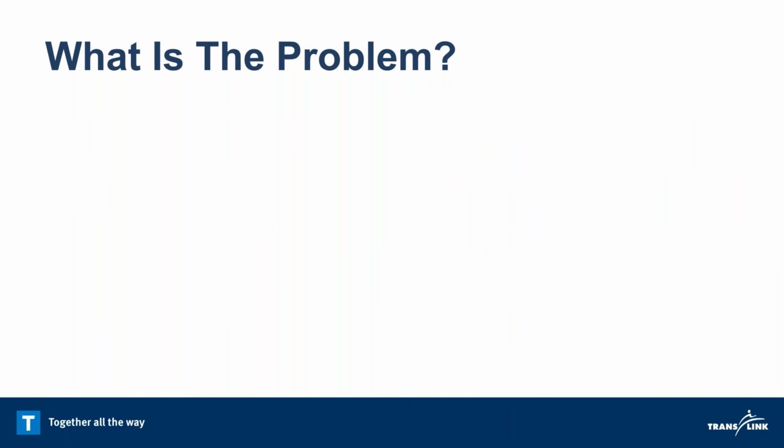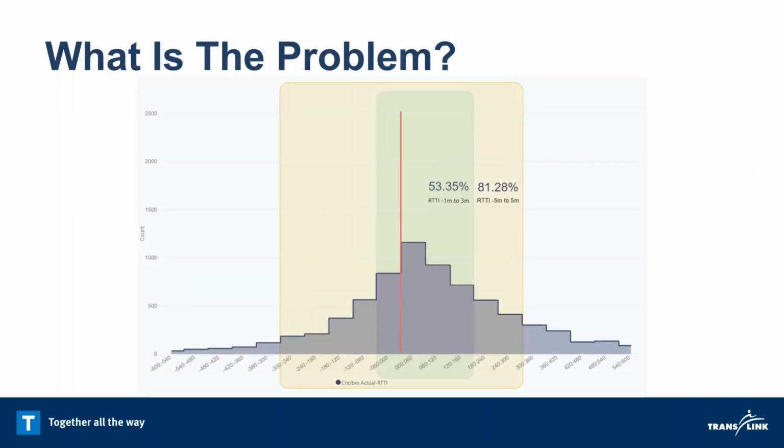So let's quantify this problem. So this graph shows the actual bus departure time, the red line in the middle, versus the RTTI prediction, the blue pyramid. So the blue bars to the left of the red line indicate the prediction was too early. The blue bars to the right of the line indicate the prediction was too late. And each increment on the x-axis equals 1 minute.